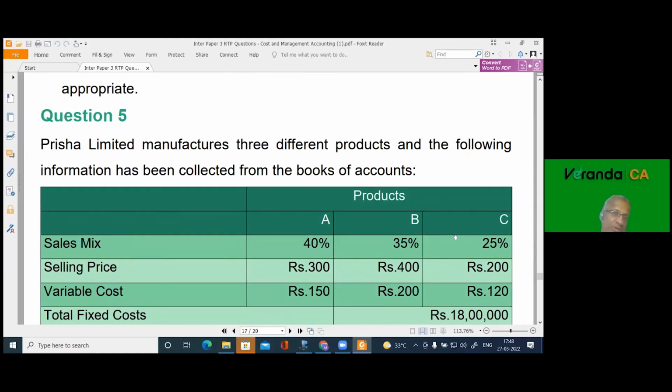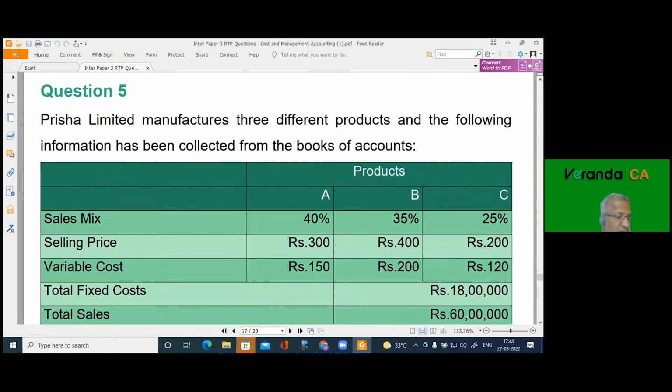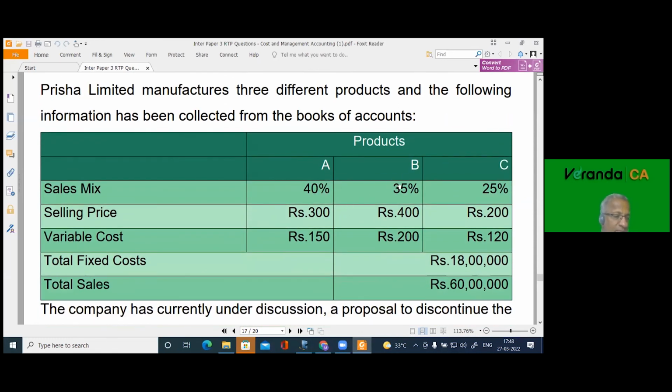All of us take up question number 5. Krishna Limited manufactures 3 different products, and the following information has been collected from the books of accounts. Sales mix 40, 35, 25. Selling price 300, 400, and 200. Variable cost 150, 200, and 120. Total fixed cost 18 lakhs.